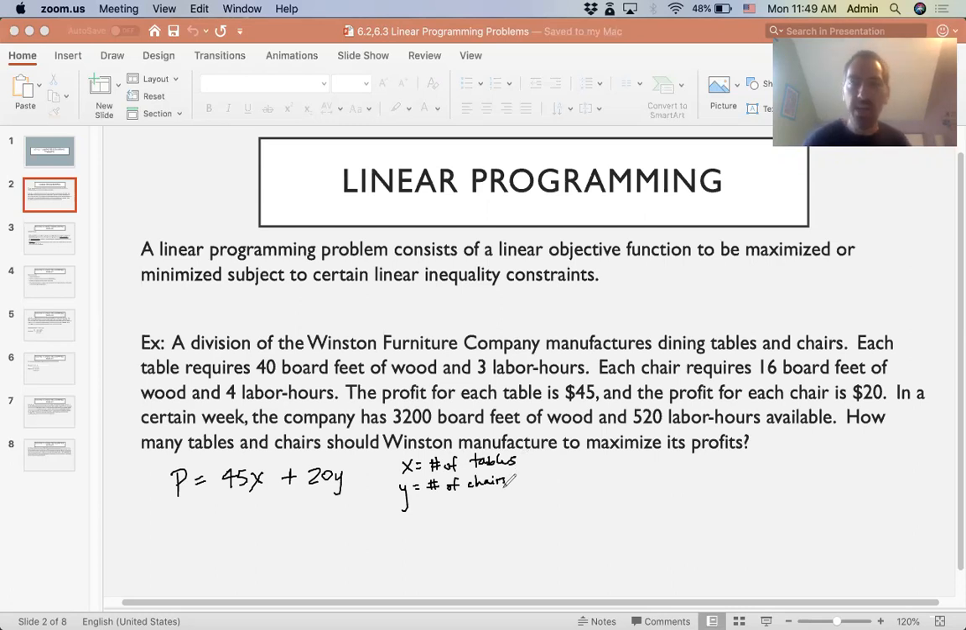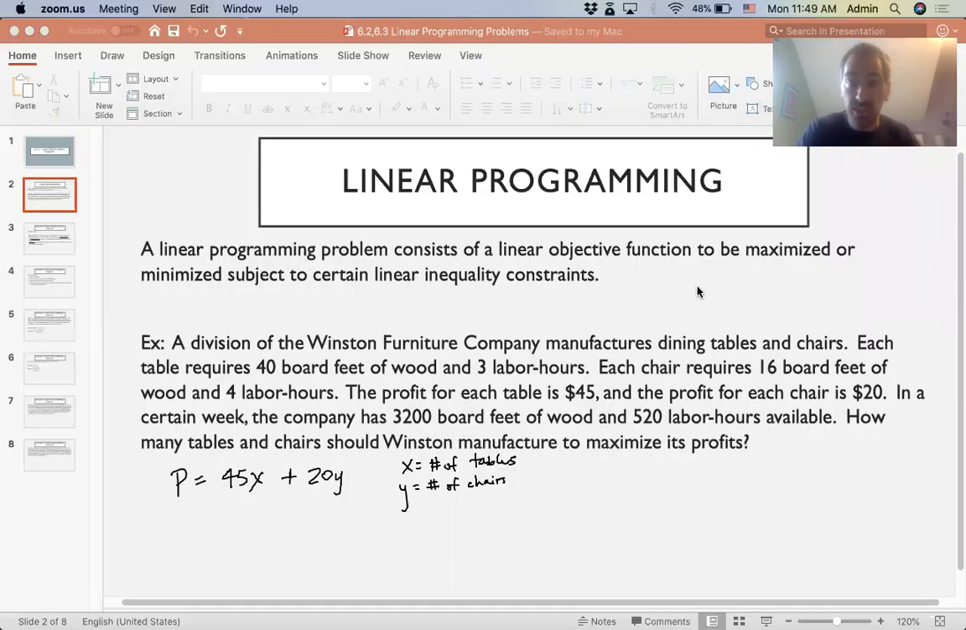Okay, now we have certain constraints that we need to follow, right? We cannot violate the requirements of how we're making these tables and chairs. So what's the restriction on the tables? We need 40 board feet of wood and 3 labor hours. And for the chairs, we need 16 board feet of wood and 4 labor hours. So we're going to have 2 constraints. One for the board feet of wood that's required, and the other one for the labor hours.